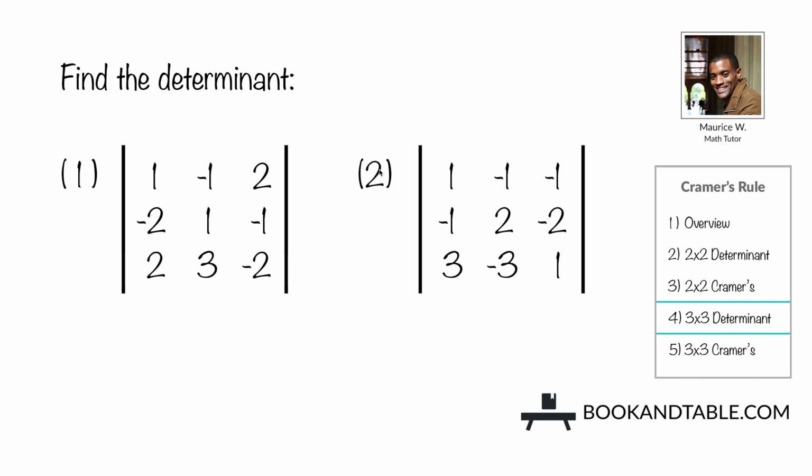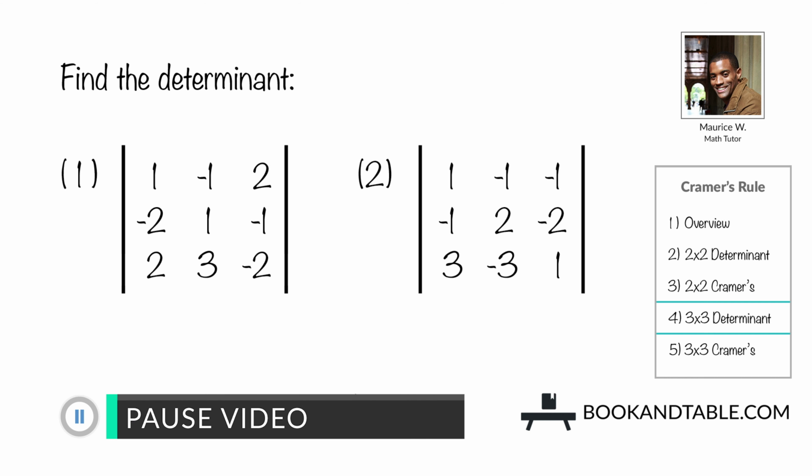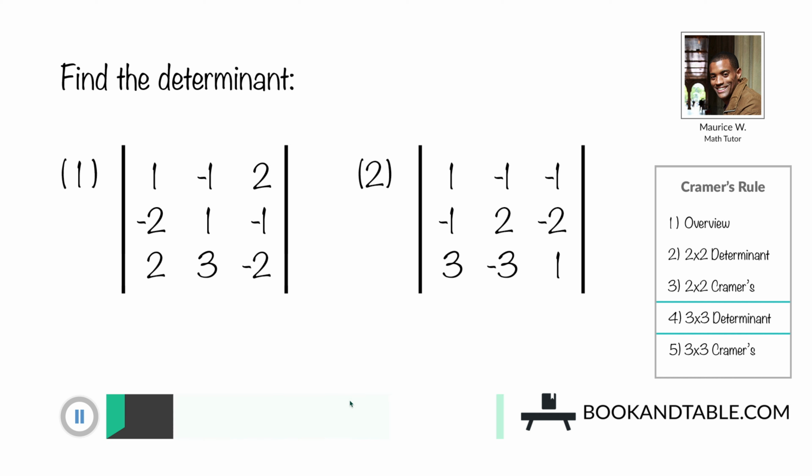Question number 2, column number 1, we have 1, -1, and 3. Column number 2, we have -1, +2, and -3. Column number 3, we have -1, -2, and +1. Pause the video, answer these questions, and then press play when you are ready to begin.